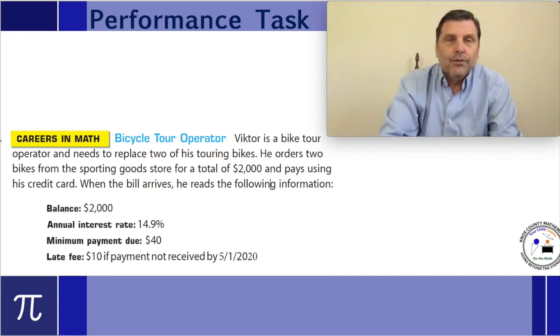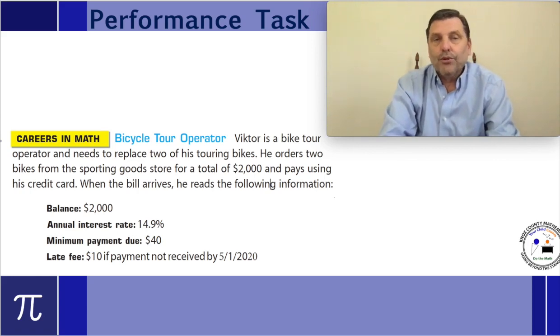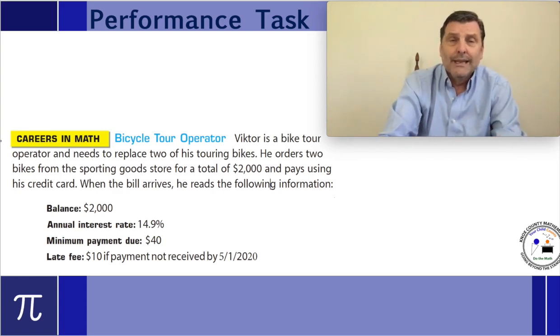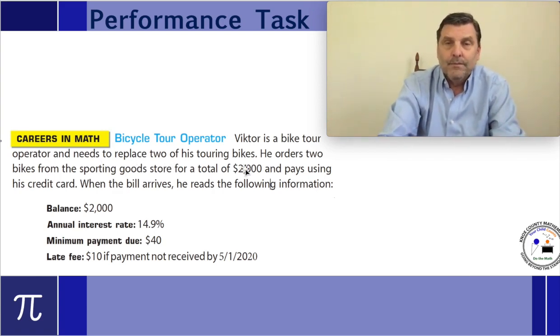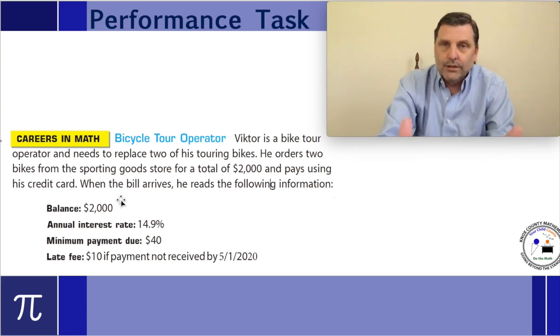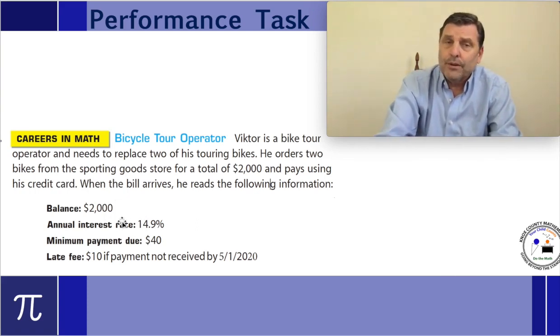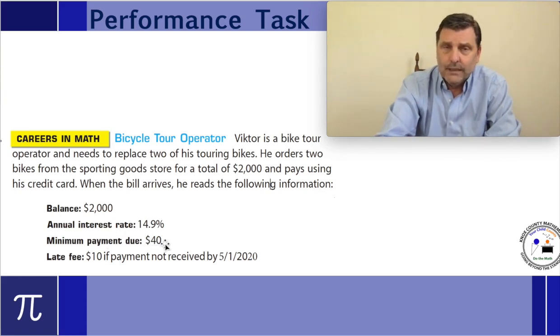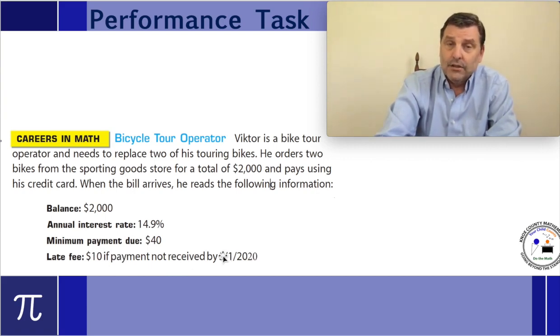Well, he needs to replace 2 bikes. So he orders 2 bikes from a sporting goods store. Victor doesn't have the money up front to pay for it, so he uses his credit card and pays a total of $2,000 using his credit card. 2 bikes for a total of $2,000. Now, when the bill arrives, he reads the following information. You have a balance of $2,000 that you originally owe for the bikes, but you're going to pay more. You have an annual interest rate of 14.9%. Annual, meaning yearly. Minimum payment due right now is $40. And if you don't pay that $40, there's a $10 late payment if not received by, looks like, May 1st.